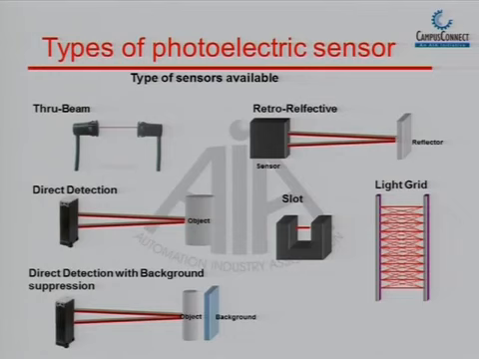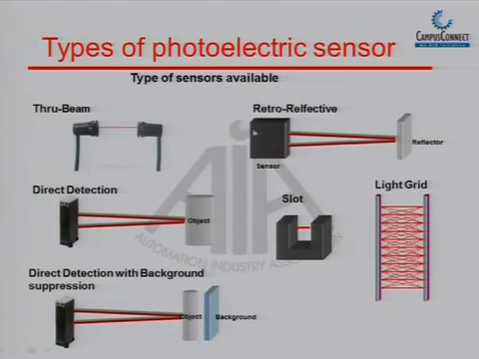So, these are different housings in photoelectric sensors. The basic working principle is always the same. If you talk about a through beam sensor, there are two housings: one has a transmitter, the second housing has a receiver. The light from the transmitter goes to the receiver. If the light gets obstructed, we get an output.